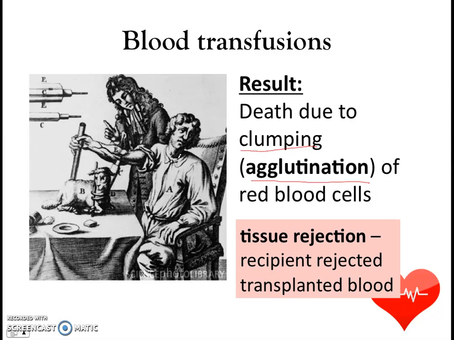Now, this actually is a form of tissue rejection. For you see, the man, who was the recipient, rejected the transplanted blood from the donor, which in this case was a lamb. This man's immune system responded to the lamb's blood by producing antibodies, and it caused the blood from the lamb to clump together and caused this man to die, because there was lots of clumped up blood in his bloodstream. So this is actually a form of tissue rejection, resulting in agglutination of red blood cells.